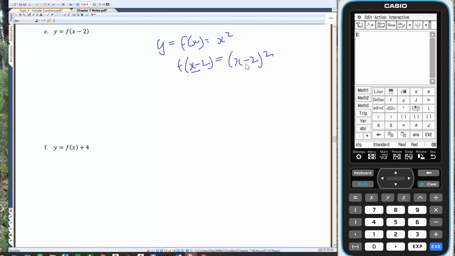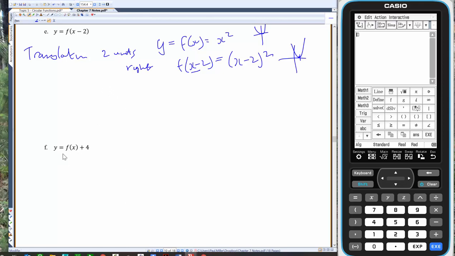All right, what does this do? Well, that's the parabola that goes through the origin. That parabola there is the original parabola moved 2 units to the right. So this is a translation 2 units right, or the positive direction of the x-axis if you want.